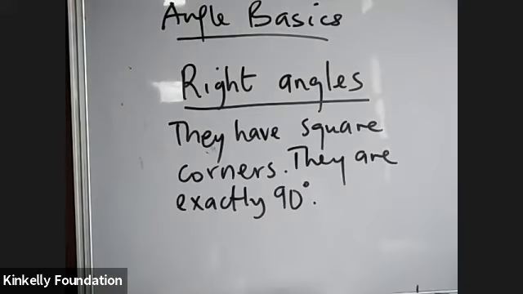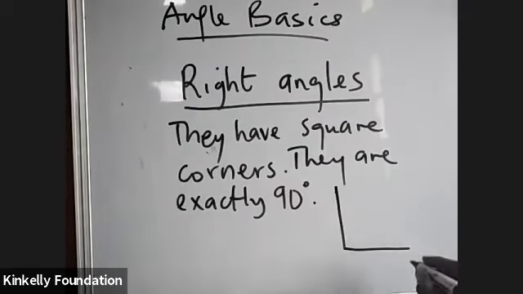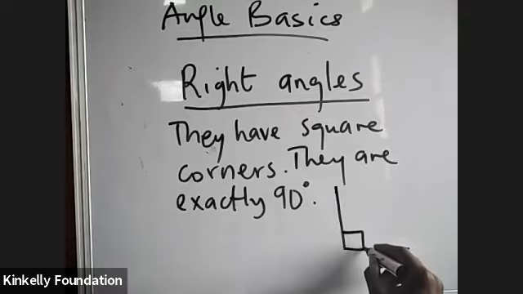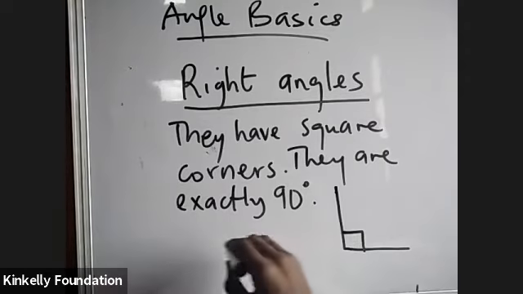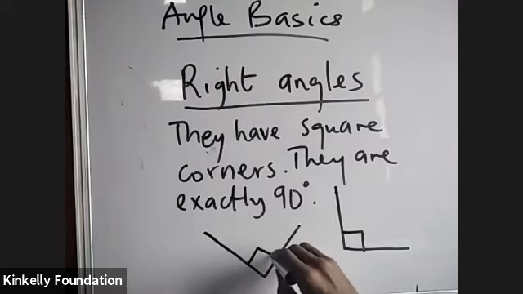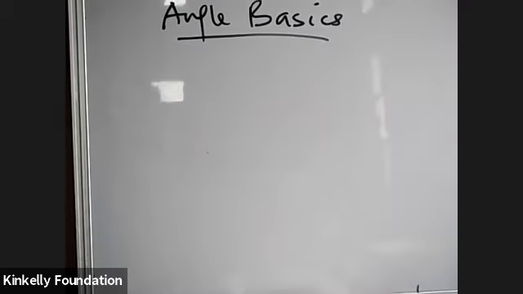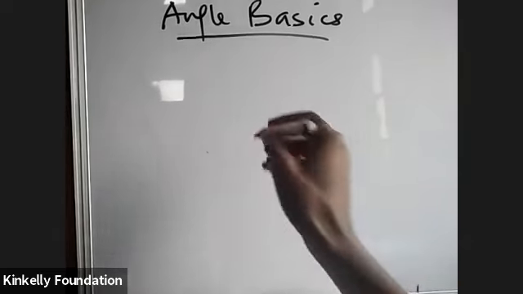So right angles are angles that have square corners. They are exactly 90 degrees. See a right angle here, a square corner. Even if you bend it this way and pull this, it's also a right angle. So this is what we mean by right angles. They have square corners. The next one we have is what we call obtuse angles.